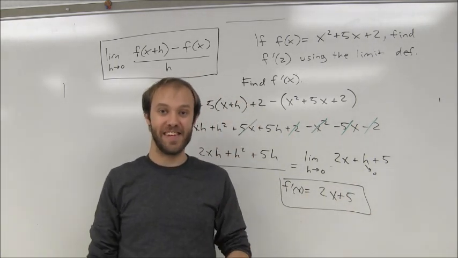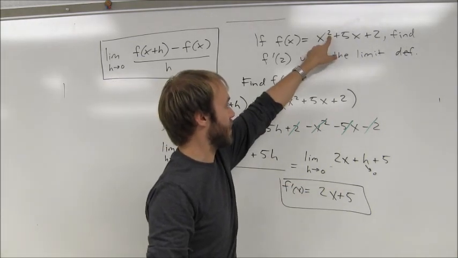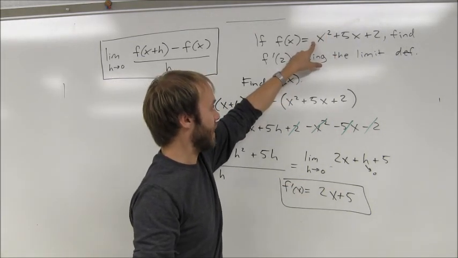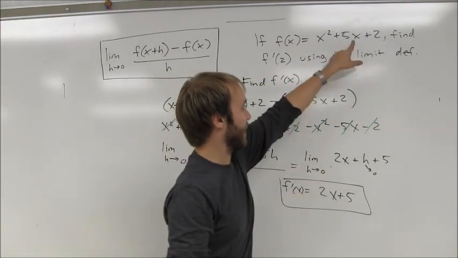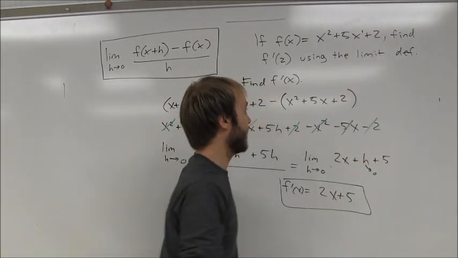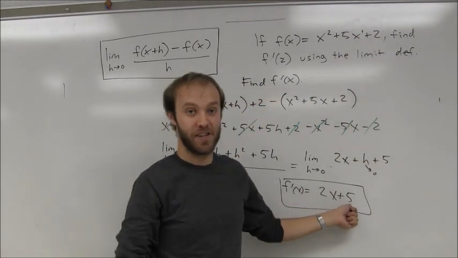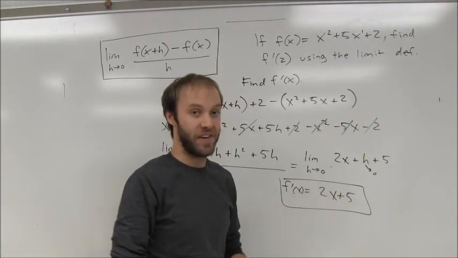If you want to check this, you can use the power rule. Okay, according to the power rule, I'm going to take 2 times my coefficient of 1, drop my power by 1, I get 2x. I'm going to take my exponent of 1 multiplied by 5, drop my exponent by 1, and I'm just left with a 5. So we can see that we do get the correct derivative here.